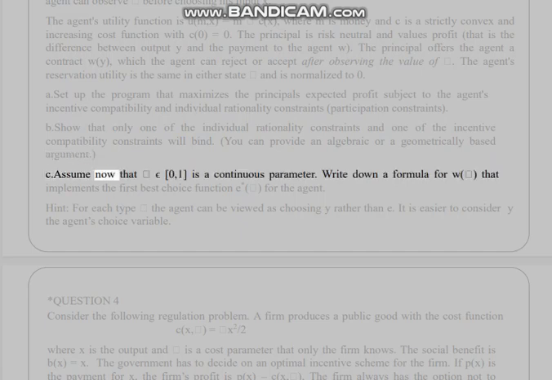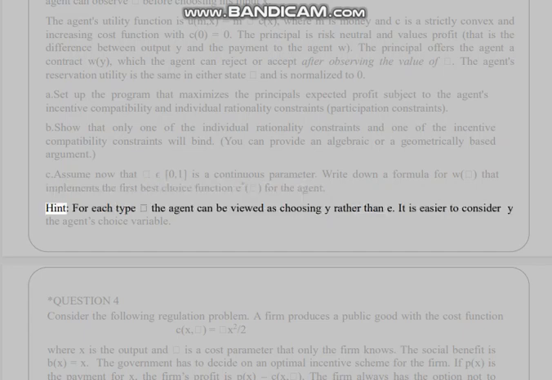C. Assume now that θ in [0, 1] is a continuous parameter. Write down a formula for W that implements the first best choice function E** for the agent. Hint, for each type the agent can be viewed as choosing Y rather than E. It is easier to consider Y the agent's choice variable.